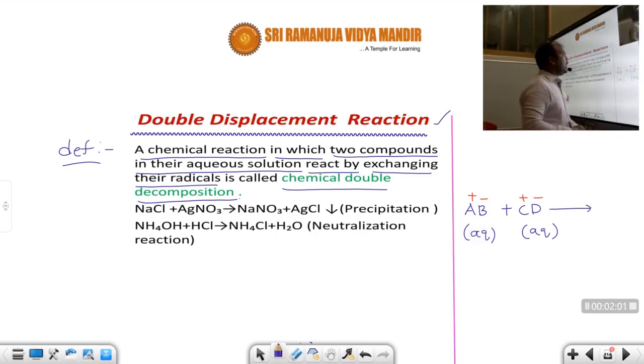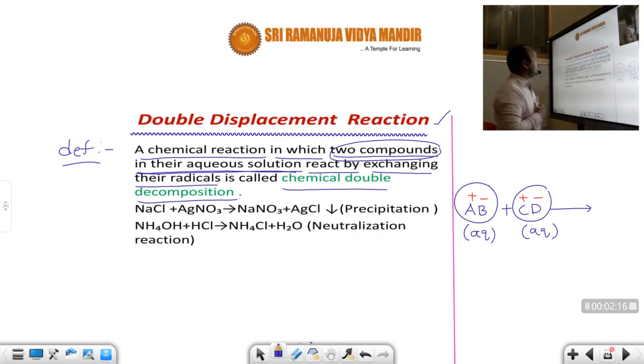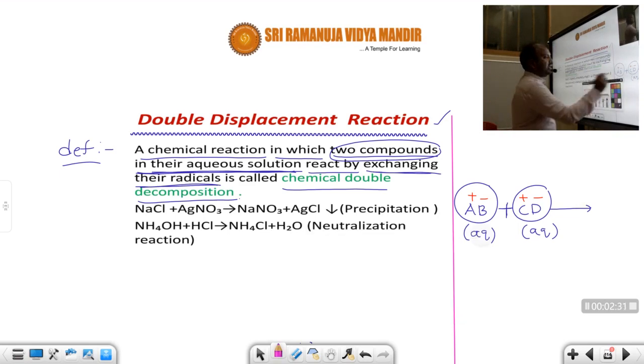So now what happens? These two compounds in their aqueous solutions. Aqueous means this AB salt dissolved in water, then we will get AB aqueous solution. CD salt dissolved in water, then we will get CD solution. These two compounds in their aqueous solution react, that means they combine with each other. Then what will happen? They are mutually exchanging their radicals.